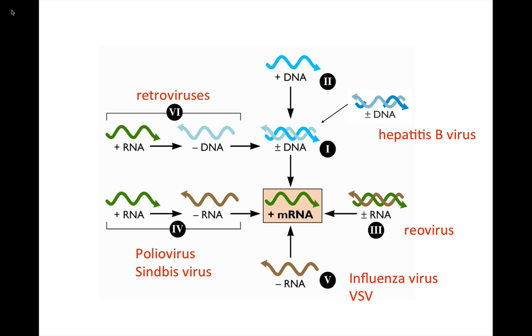So here we are in the Baltimore scheme. We have traced all seven genome types to mRNA, that green molecule in the middle. And today we are going to take that mRNA and see how the cellular translational apparatus uses it as a template for protein synthesis. So first, let's review the basic translational apparatus of the cell to make sure we are all on the same page.